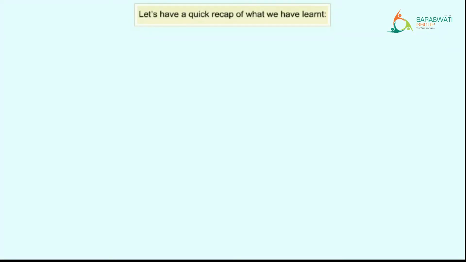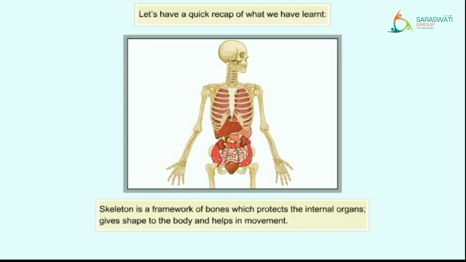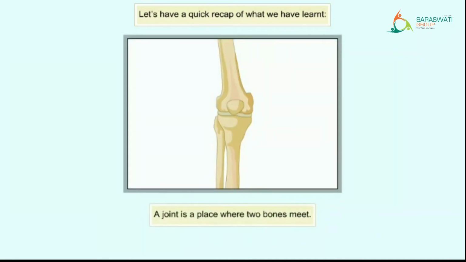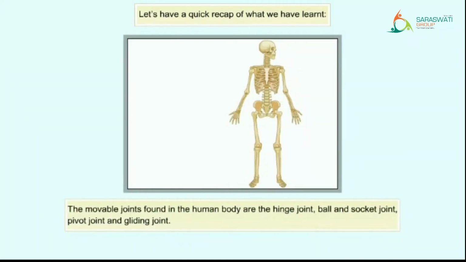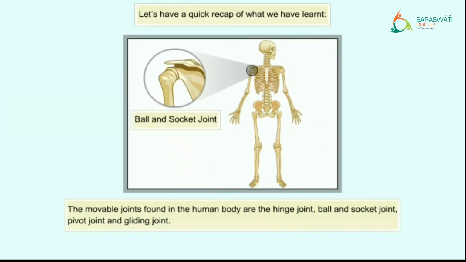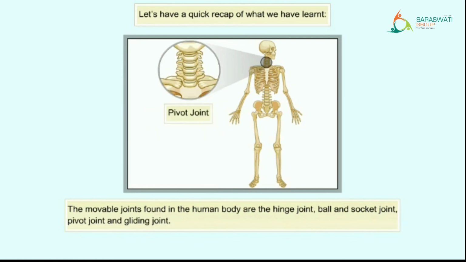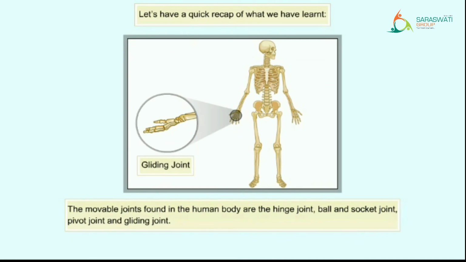Let's have a quick recap of what we have learned. Skeleton is a framework of bones which protects the internal organs, gives shape to the body, and helps in movement. A joint is a place where two bones meet. The movable joints found in the human body are the hinge joint, ball and socket joint, pivot joint, and gliding joint.